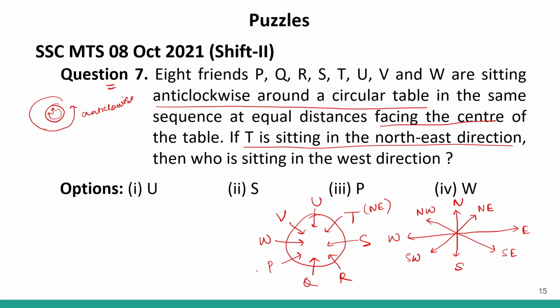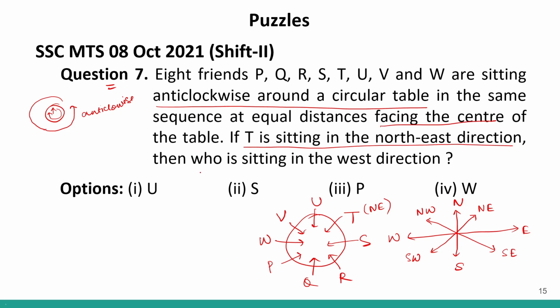So do you see the flow? If I start from P, I am moving in this direction, and this direction is the anti-clockwise direction. So now they are sitting in anti-clockwise direction.